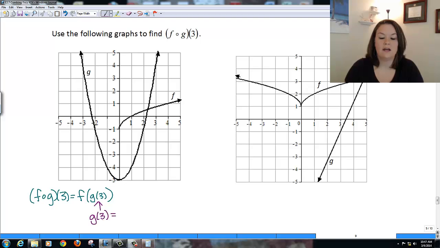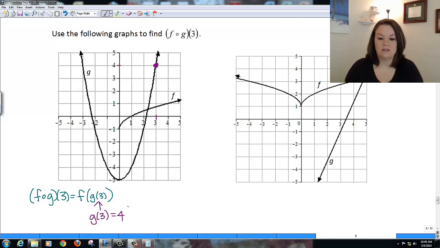To find g of 3, I go to where x equals 3, which is here, and I trace it up to my g function because I'm plugging it into g. G on this picture is my parabola, so when I trace it up till it hits, notice its y value at that point is 4.